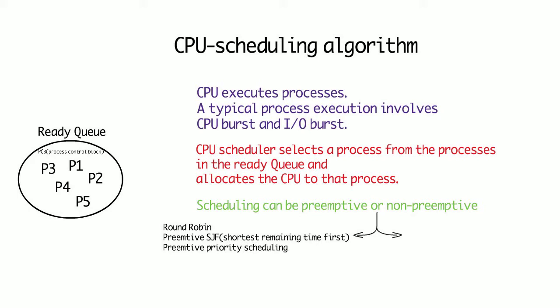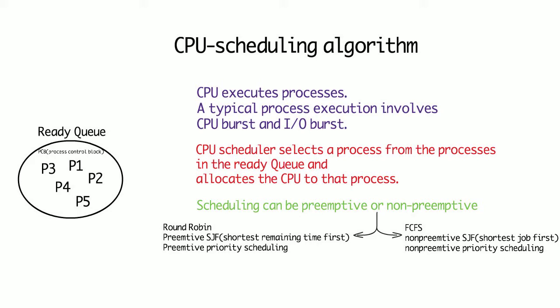Under non-preemptive scheduling, once the CPU has been allocated to a process, the process keeps the CPU until it releases the CPU either by terminating or by requesting input-output. Examples of non-preemptive scheduling algorithms are first come first serve, non-preemptive SJF (shortest job first), and non-preemptive priority scheduling.